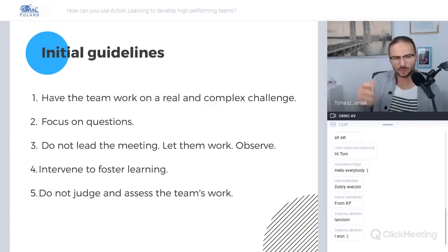Now, you want to make sure that they focus on questions in WIAL action learning. If you know WIAL, that's the World Institute for Action Learning, and I lead WIAL Poland, the Polish affiliate. But if you don't know WIAL, make sure you go to WIAL.org, or WIALPoland.org for that matter.